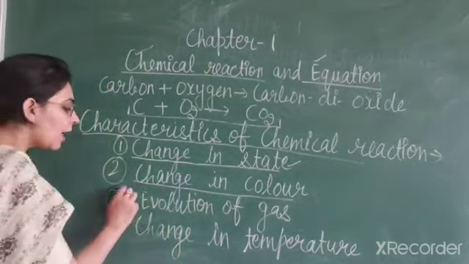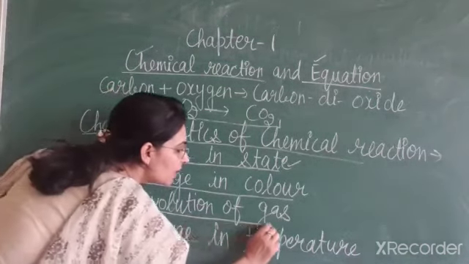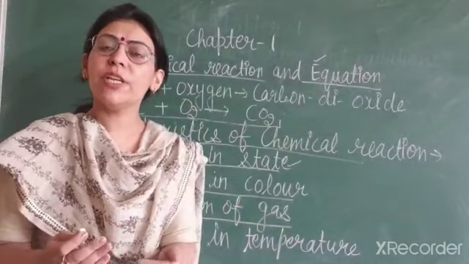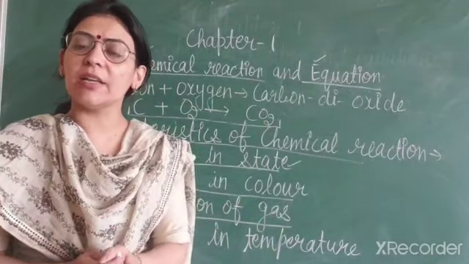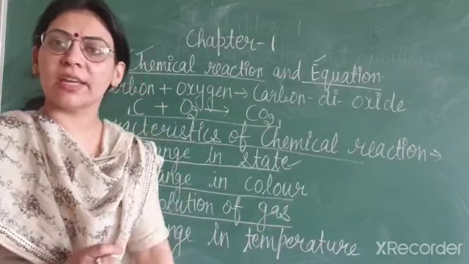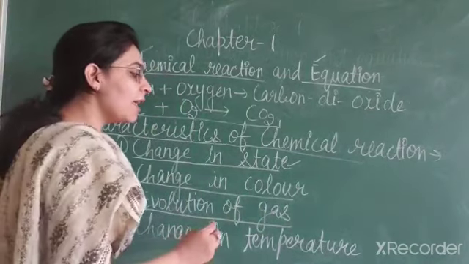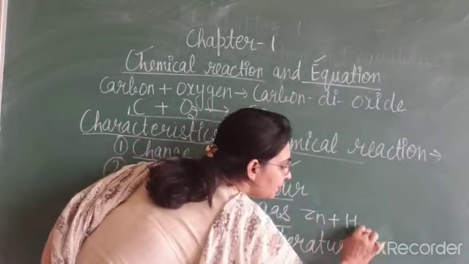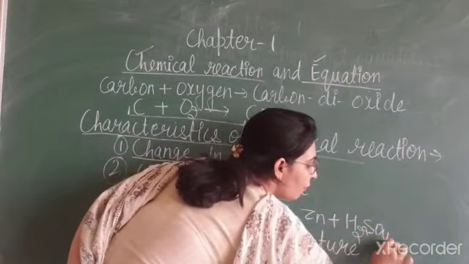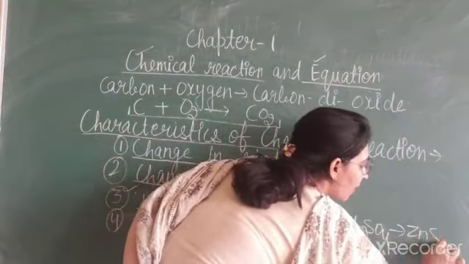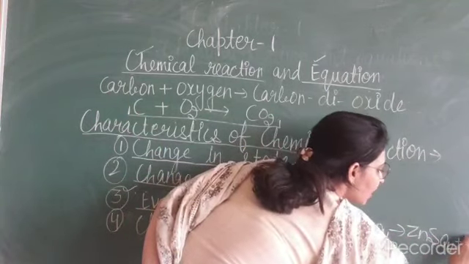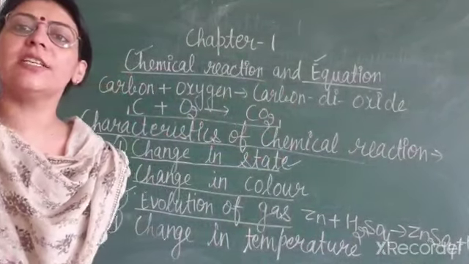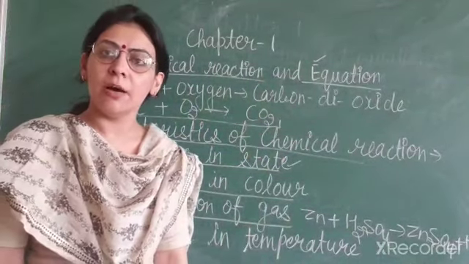Next one is the evolution of gas. Any chemical reaction through which gas evolves shows that some chemical reaction is occurring. For example, here I am taking the example of zinc. Zinc, when it reacts with sulfuric acid, gives rise to the formation of zinc sulfate with the release of hydrogen gas. So this evolution of gas shows that some chemical reaction has taken place.